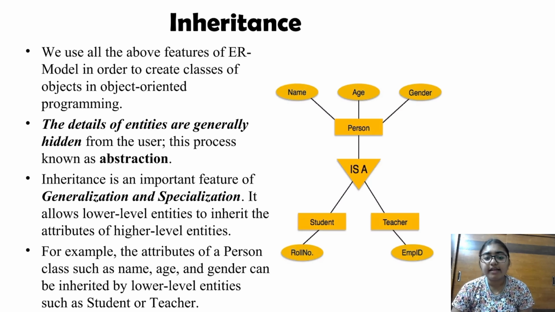Inheritance is an important feature of generalization and specialization. It allows lower level entities to inherit the attributes of higher level entities. For example, the attributes of a person class such as name, age and gender can be inherited by lower level entities such as student or teacher.